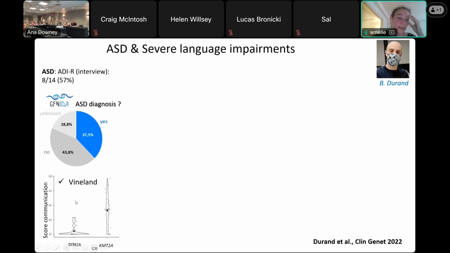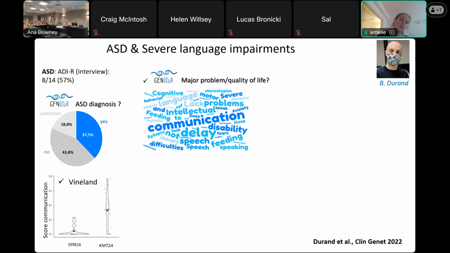And what you can see here is a communication score, and it is really more homogeneous for children with DYRK1A syndrome than for children with mutation in KMT2A. This communication score is really impaired, and it really comes out from the parental testimony. In Genida, the website where parents enter the clinical information for their children directly, there is one question: what is the major problem of quality of life for your child and your family? You can see here a compilation of all the answers, and communication comes first for a lot of the families.